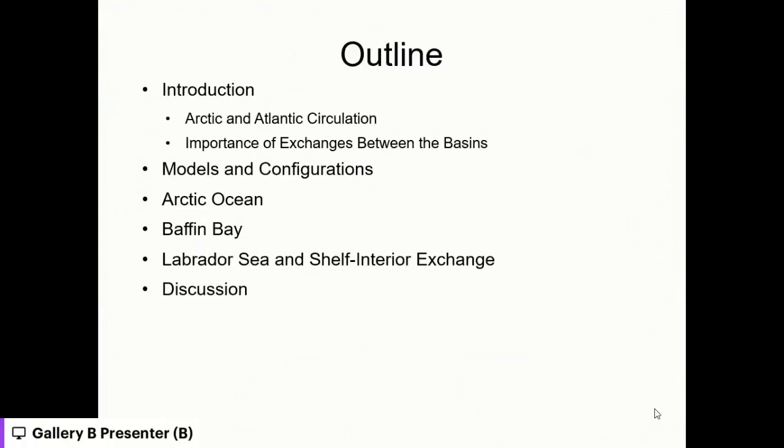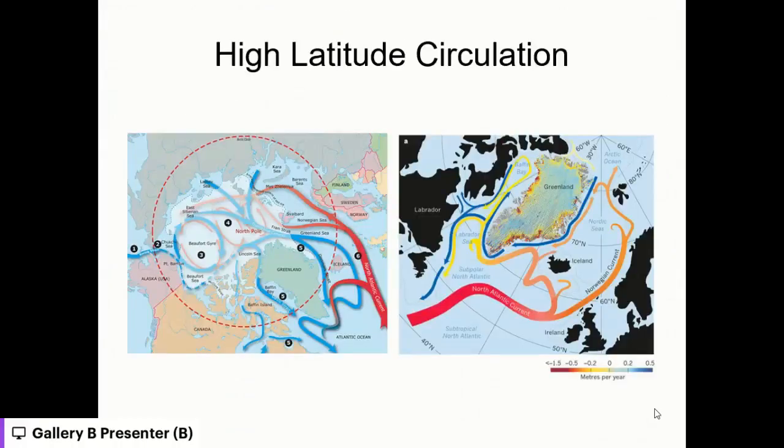So as a bit of outline, I'll give a bit of background: Arctic and Atlantic circulation, and the importance of exchanges between these basins, even though previous speakers have talked about that. Motivate things, discuss the models and configuration we're using, show some preliminary results in the Arctic Ocean, Baffin Bay, potentially the Labrador Sea if I've got time, and then lead to discussion and thoughts on ongoing work.